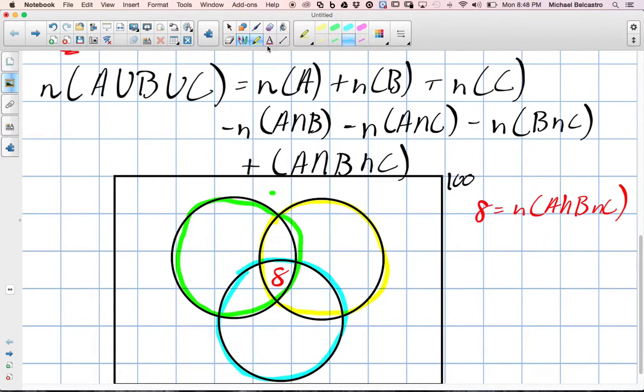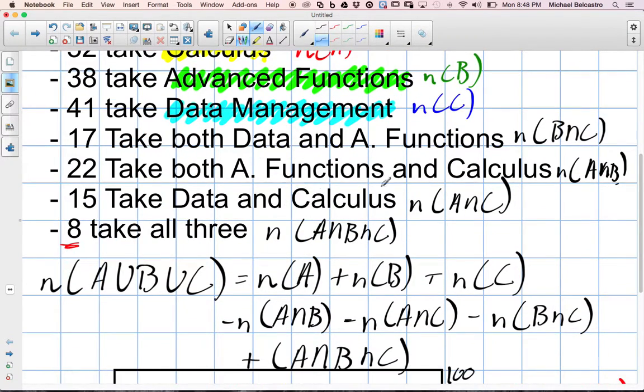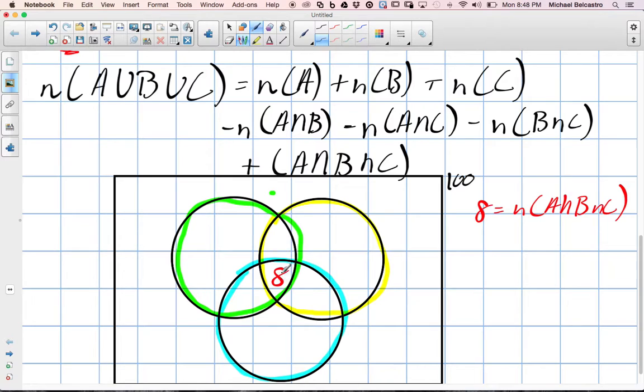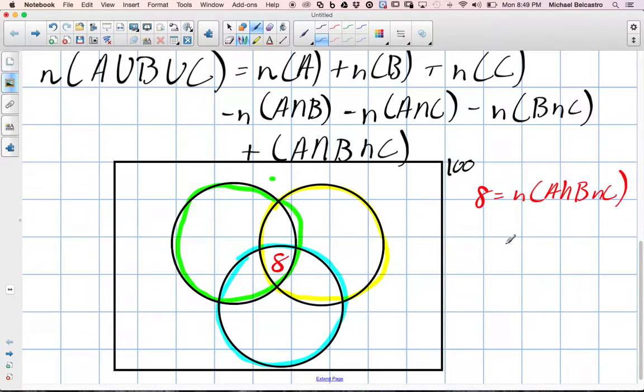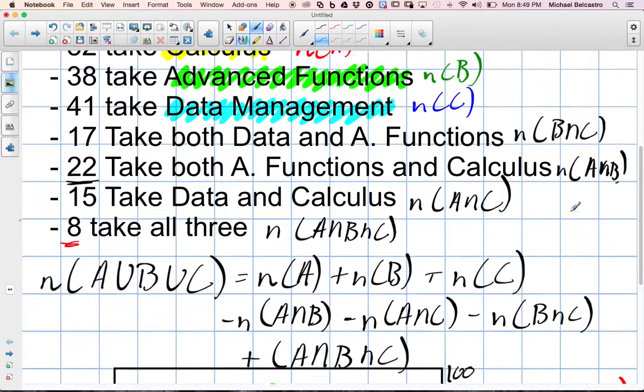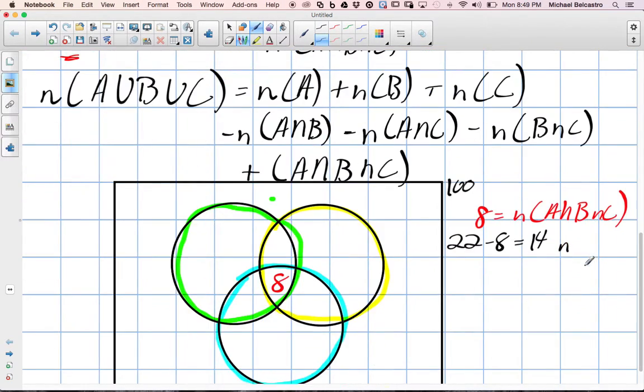Now, when we label all of this information, we have to make sure, like in this part here, this is our advanced functions and our calculus. And we were told that the number who take advanced functions and calculus is 22. But there are 8 people taking all 3. So in order to figure out how many are just taking the 2 of them, we take our 22 and we subtract 8. And that in this case gives us 14. So there are 14 people taking, what do we denote it as, A and B. So we're going along filling out our information. There are 14 people in that category.